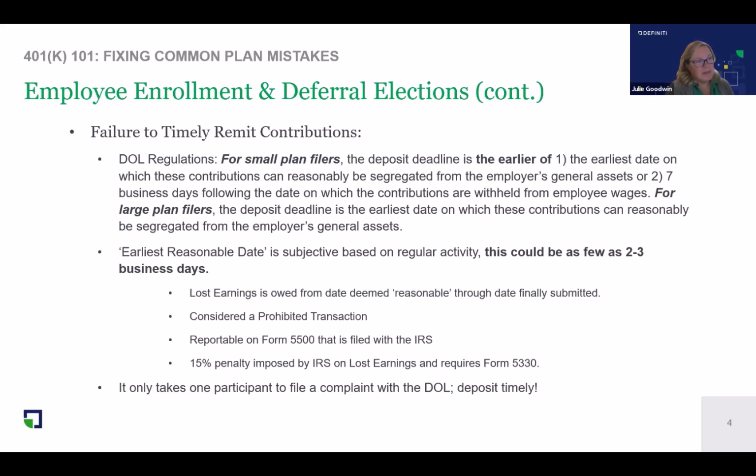So if this is something that we're bringing up to you and we're bringing it up repeatedly, you really want to look at what your processes are, what you can change, how you can make it better, and you want to fix it as soon as possible.